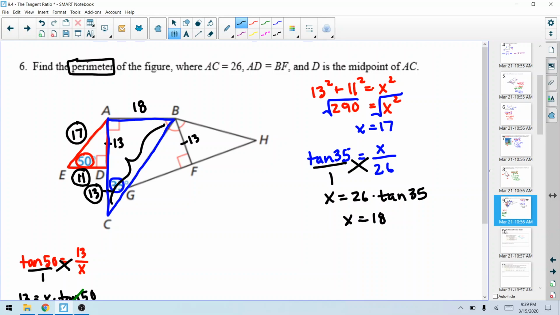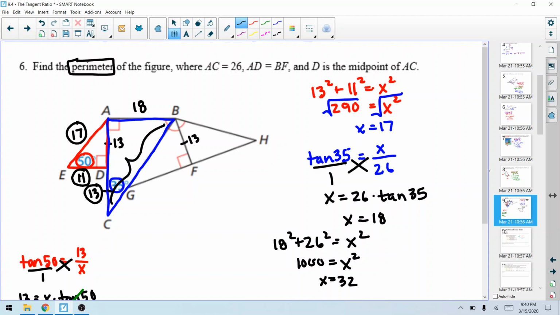So I'm going to do, let's see, 18 squared plus 26 squared equals x squared. So 18 squared plus 26 squared is 1,000. And then we're going to square root that. And I'm getting 31.6, so roughly 32.